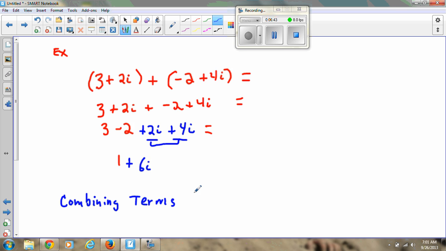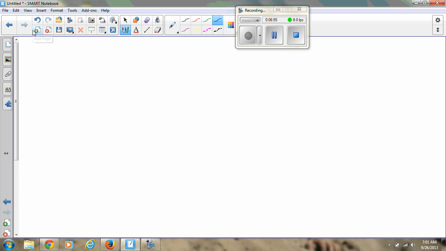Now, usually the misstep in this, or where kids usually go wrong, is simple addition and subtraction with positive and negative numbers. Okay, so be careful in your integer operations. Let's take a look at another example, similar. So let's go example, negative 2 minus 4i.